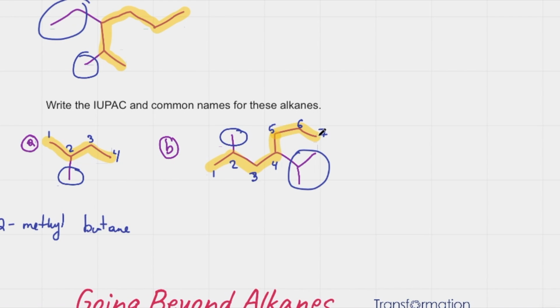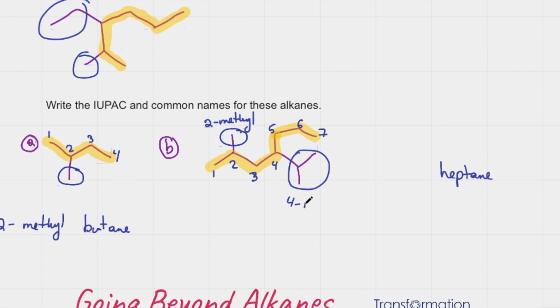My parent chain has 7 carbons, so it is heptane. If you look at my little chart, you will see that the prefix for 7 is hept. Next, let's go ahead and name our substituents. On carbon number 2, I have 1 carbon coming off, so this is methyl. And on carbon number 4, I have 3 carbons coming off, and it looks like a V, which has a special name. It's called isopropyl.